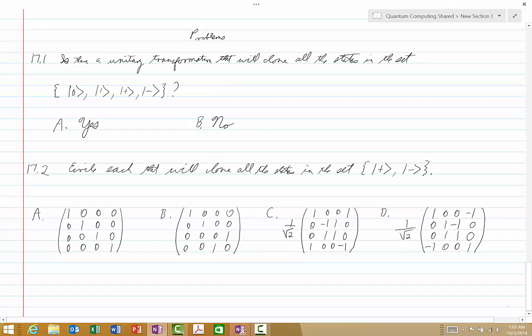And remember, the fact that it clones plus means that it would take plus 0 to plus plus, and the fact that it clones the minus means that it would take minus 0 to minus minus. So you need to figure out which of these transformations would do that. Maybe more than one, but identify which ones will do that.